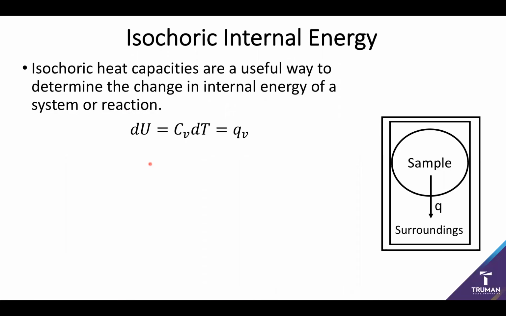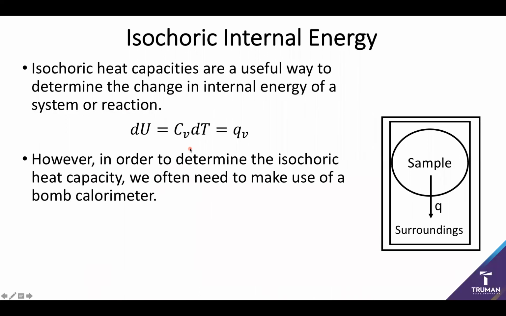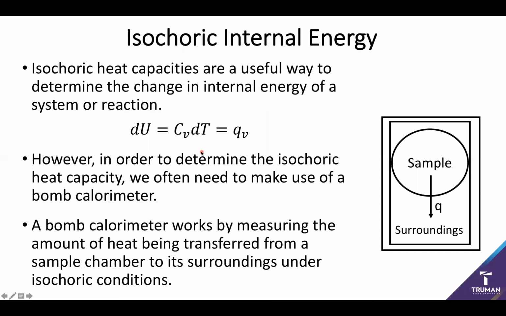However, it turns out that trying to determine our isochoric heat capacities can be a little bit more tricky than you'd think. So oftentimes what we're going to need to do is make use of a bomb calorimeter to make measurements of heat capacities, as well as potentially changes of internal energy, which we can use to back calculate other properties. In general, the major idea behind a bomb calorimeter is I'm going to put a sample inside of a system of known surroundings inside an isolated system.